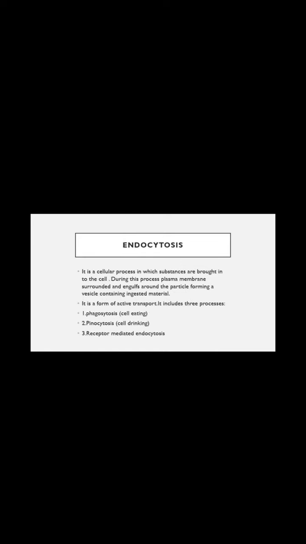First one is endocytosis. It is a cellular process in which substances are brought into the cell. During this process, the plasma membrane surrounds and engulfs the particle, forming a vesicle containing the ingested material. Endocytosis is a form of active transport. It requires energy. It includes three processes: phagocytosis, pinocytosis, and receptor mediated endocytosis.